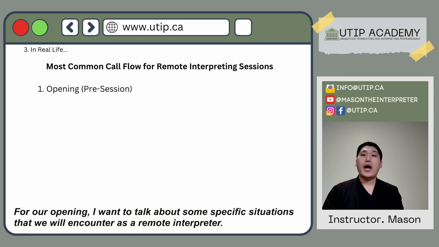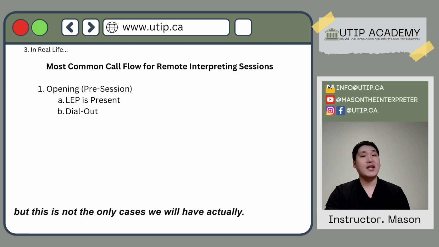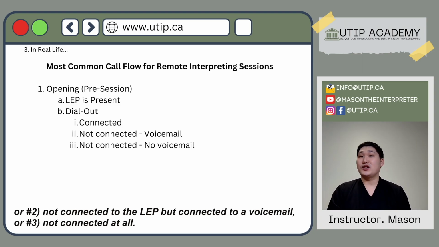For our opening, I want to talk about some specific situations that we will encounter as a remote interpreter. That is A, when LEP is present on the call, and B, when we need to dial out. I will explain further what this situation will look like, but this is not the only cases we will have, actually. We will also talk about when we dial out, what happens when we get connected to our LEP, or 2, not connected to the LEP but connected to a voicemail, or 3, not connected at all.